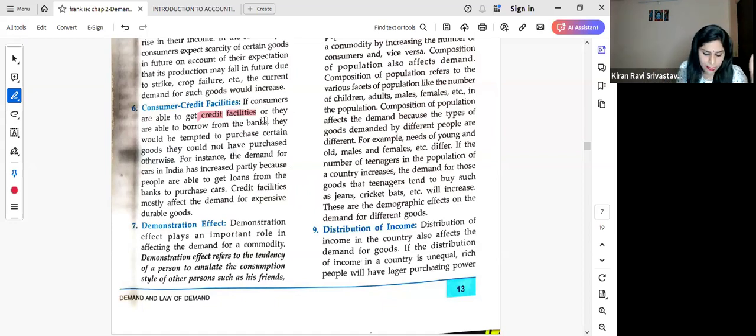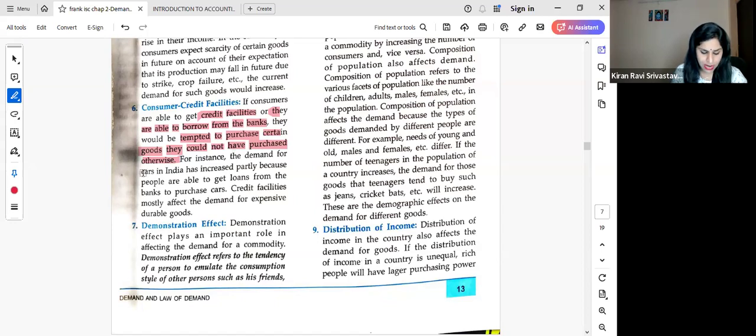Similarly, if the customers are able to borrow from the banks, they will be tempted to purchase certain goods that they could not have purchased otherwise. So if I have this credit facility, I can buy the air conditioner, washing machine, and freezer all at once, because I have the credit facility.